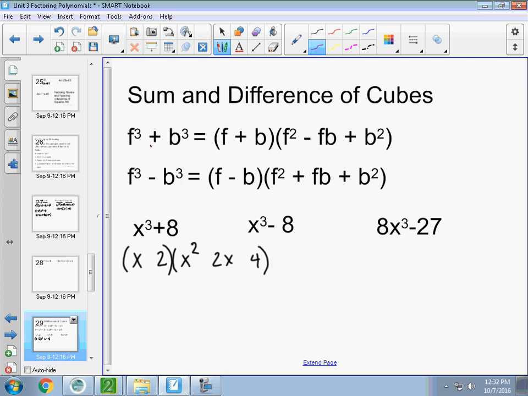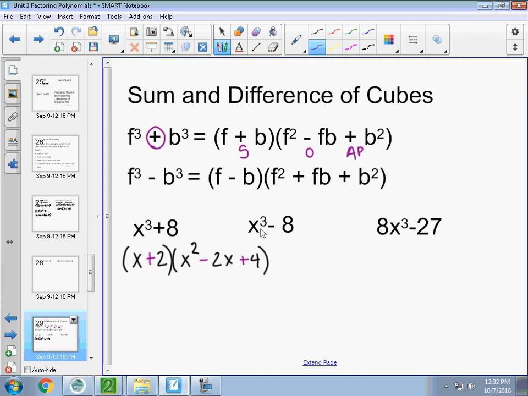What's nice is that we're going to use an acronym like SOAP to tell us what type of signs to use. S is for the same sign as our original problem, so this one would give us a plus. O is for the opposite sign, so that would be a minus. And then AP is for always positive, so the last one is always going to be positive. And that works for sum or difference of cubes.